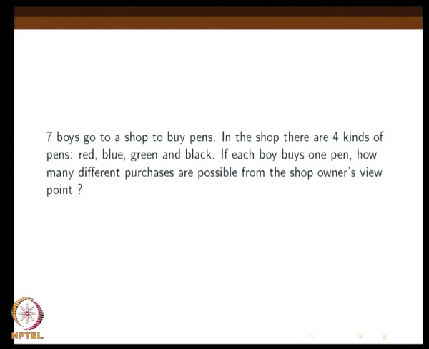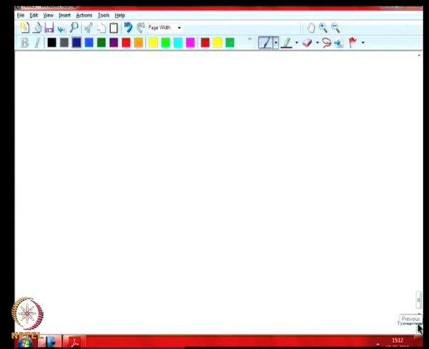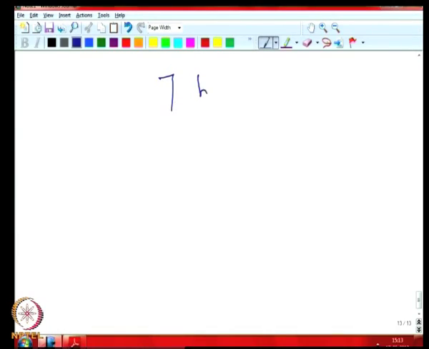This is what it is, right. Shop owner's point of view means that it doesn't matter to him which boy buys which pen. What matters to him is how many pens of the type red are bought, how many black pens are bought, how many blue pens are bought and how many green pens are bought. These are the only things he wants. So now there are 7 boys there, and then 7 things are bought, right.